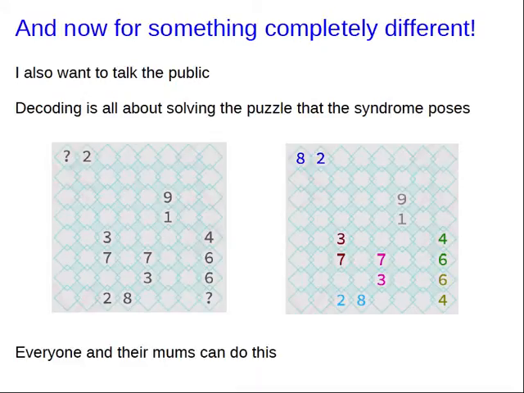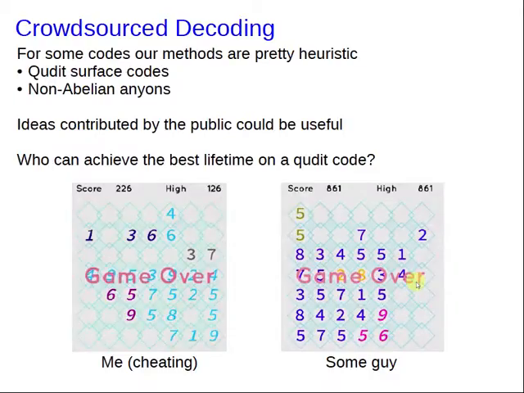So I've set it up that people can try and help us do quantum error correction. Because there are some codes specifically that are pretty heuristic, QDit surface code, non-abelian anyons, and so ideas contributed by the public could actually be useful in this. They could help you work out your rules in your Harrington type decoder.